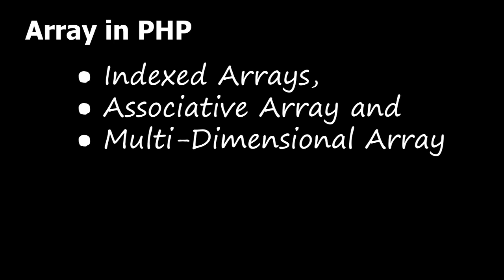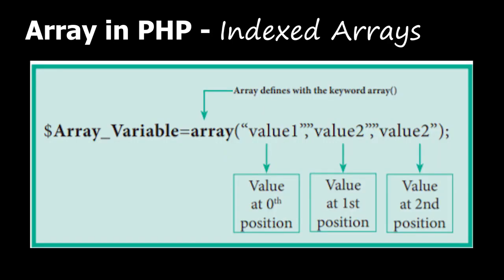First, let's see the syntax for this array. We'll have the array variable, then equal to, and the array keyword we have to use. Array of, and inside this bracket we'll give the values. The values must be inside double quotes and separated with commas. The first place is the value at the 0th position, the second place is the value at the first position, and then the second position.